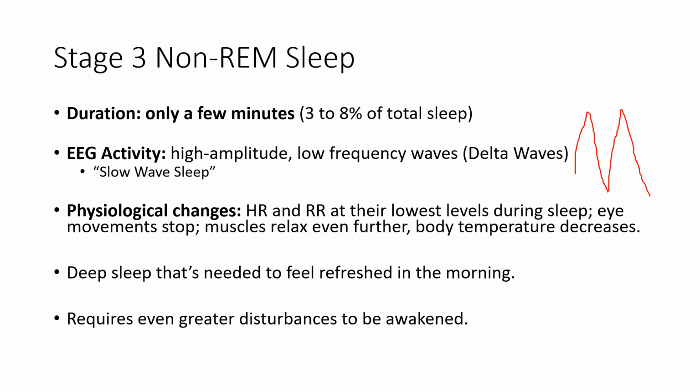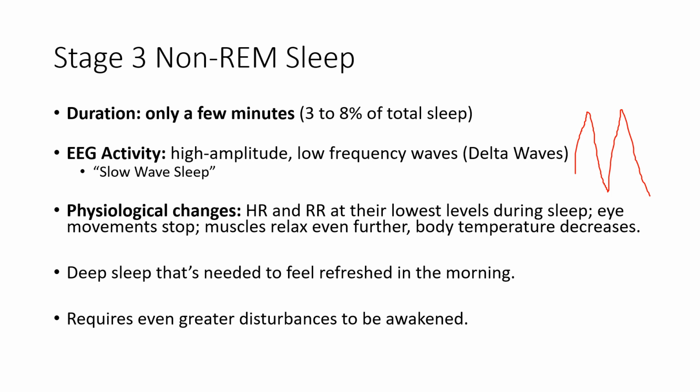During both stages 3 and 4, which is why they get grouped together, because stage 3 is pretty short, we see the lowest heart rates and respiratory rates. Your eye movements have still stopped, your muscles are very relaxed, and body temperature continues to decrease. This is a deep sleep that we need to feel refreshed in the morning, and it requires even greater disturbances than we would see in stage 2. So it gets harder and harder to wake you up the deeper you move into these stages of NREM sleep.